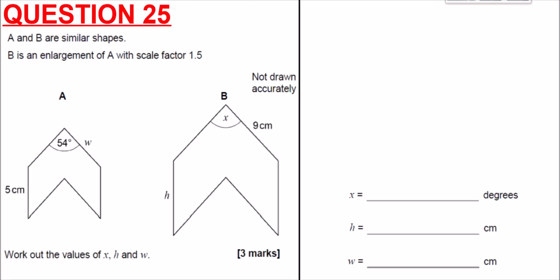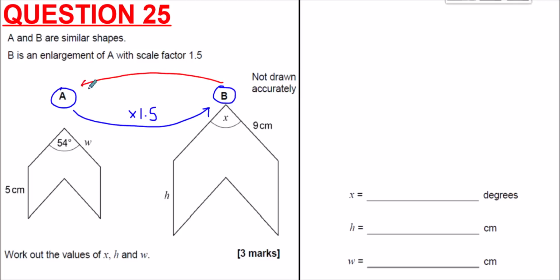Question 25. We're talking about similar shapes here. A and B are similar. So what this means is that one is an enlargement of the other. And so, as it says, B is an enlargement of A with scale factor 1.5. All that means is, to get from A to B, because B is bigger, you'd have to multiply by 1.5. And the converse of that, to go the other way around, from B to A, from a bigger thing to a smaller thing, we'll have to divide by 1.5.